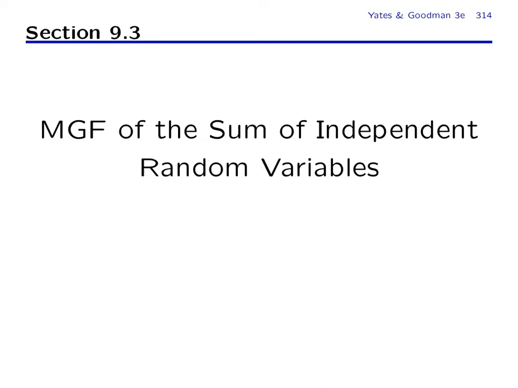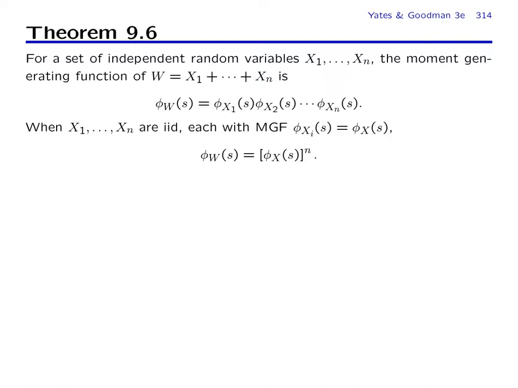Where the MGF becomes really useful is in the calculation of moments for sums of independent random variables. Here's the main theorem. For a collection of independent random variables x1 through xn, we can calculate the moment generating function of w, the sum of the xi's, in a really simple way. It's simply that the moment generating function of w is the product of the moment generating functions of the xi's.